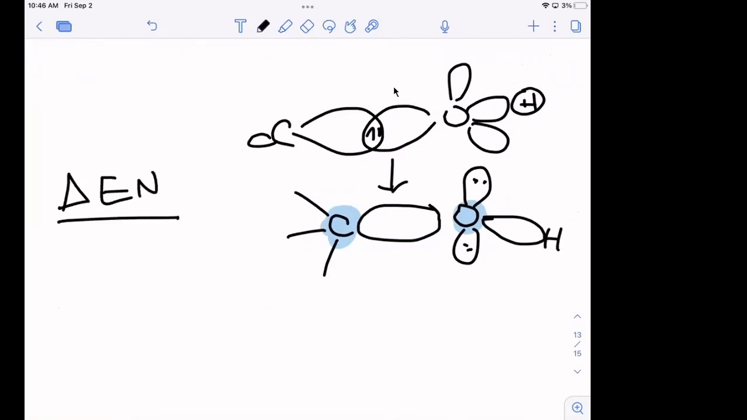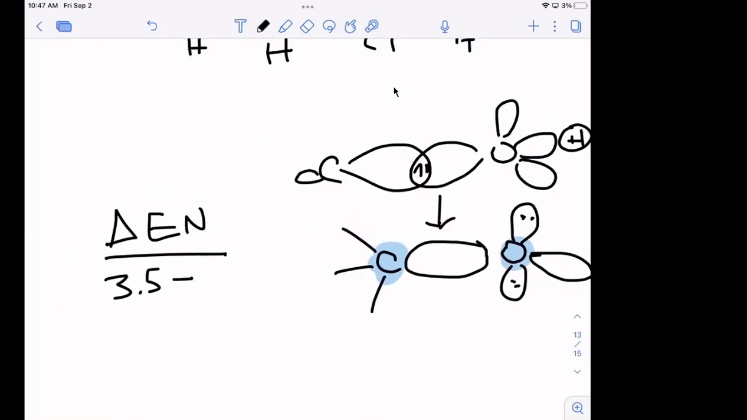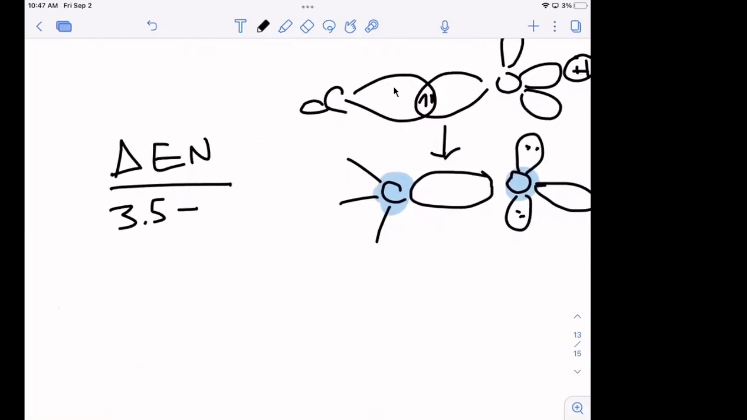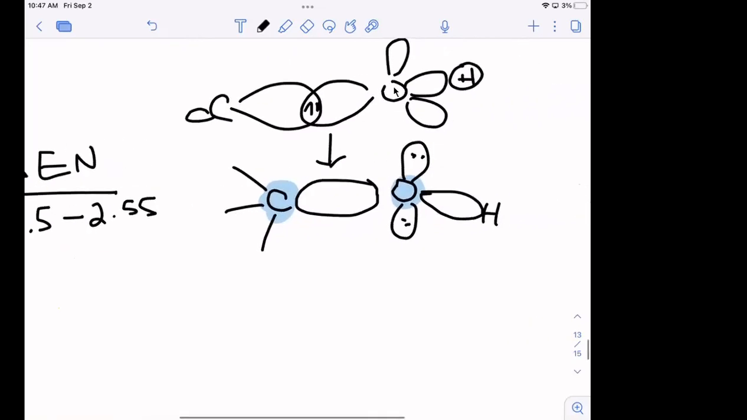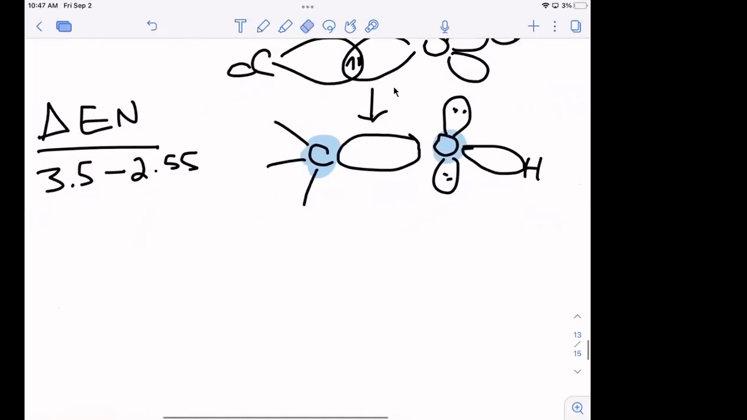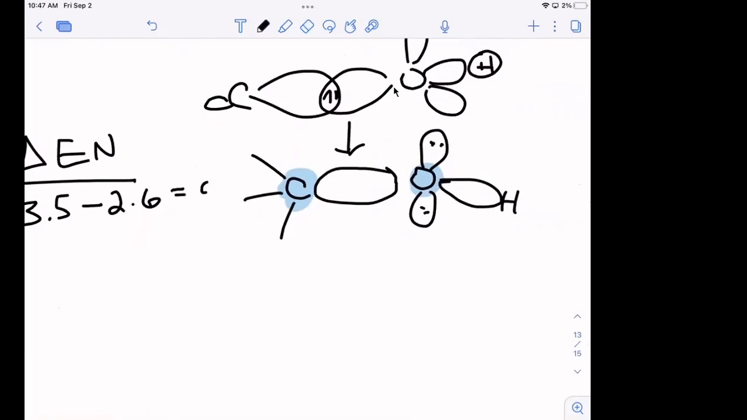So for oxygen, I know by heart it's 3.5 because it's the second most electronegative atom on the periodic table. What about carbon? Can somebody look that up real quick? What the electronegativity is for carbon? I think it's 2 point something. .55. Okay, so 2.55. All right, I'm going to round that up, since the other one is 2 sig figs. What's the difference? It's 0.9, is that right?